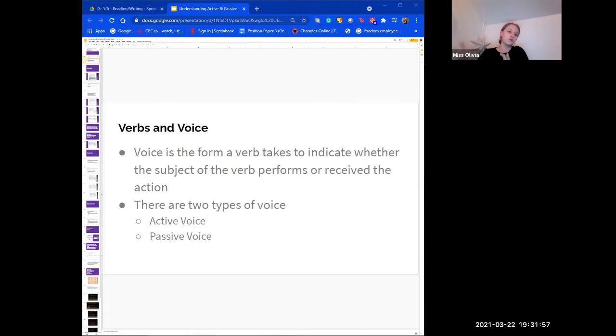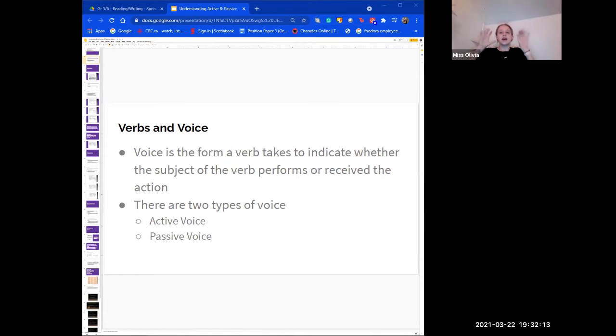When I'm talking about voice, voice is a form of a verb taken to indicate whether the subject of the verb performs or receives the action. And there are two types of verb voice, and that's active and passive voice.